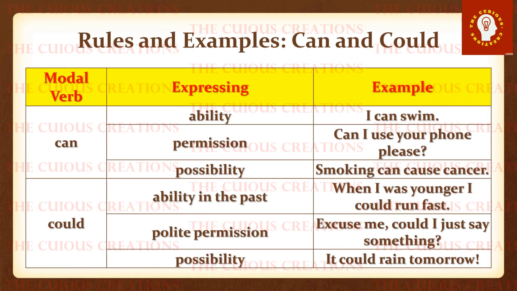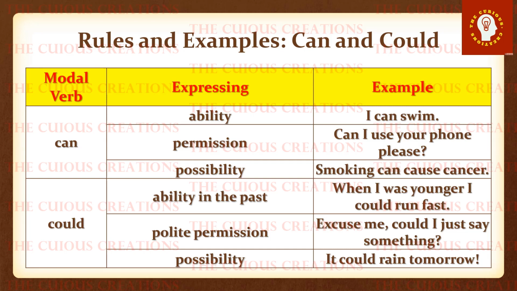Can is used to express permission, ability, and possibility. We will understand it with a few examples. I can swim. Here, can is used to mark my ability of swimming. Another example is, can I use your phone?